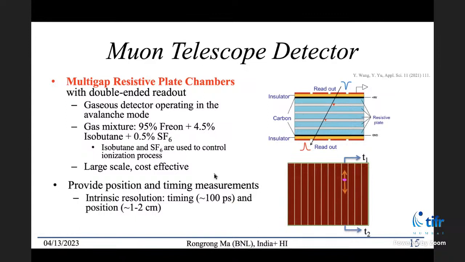Another unique thing about the MTD is that we use a so-called double-end readout. These are the readout strips. If a signal hits here, for example, we have readout on both sides, and what we collect is a timing. When the signal arrives at this side, we call it T1, and the signal on the other side we call T2. If you take the difference between T1 and T2, you can figure out the position of the signal along this direction. If you take the sum of T1 and T2, you can figure out the time when the particle hits the detector. These are the two main measurements we get from the MTD.